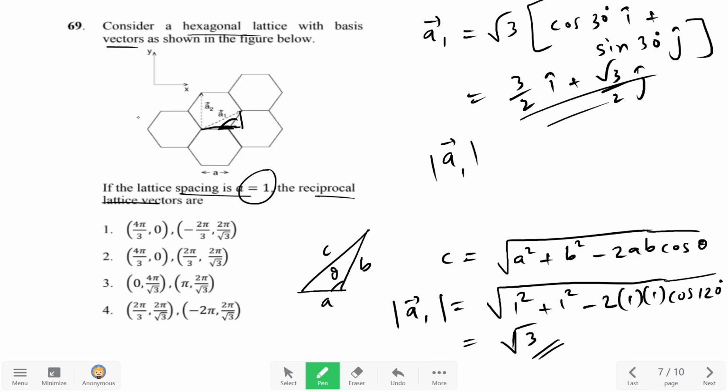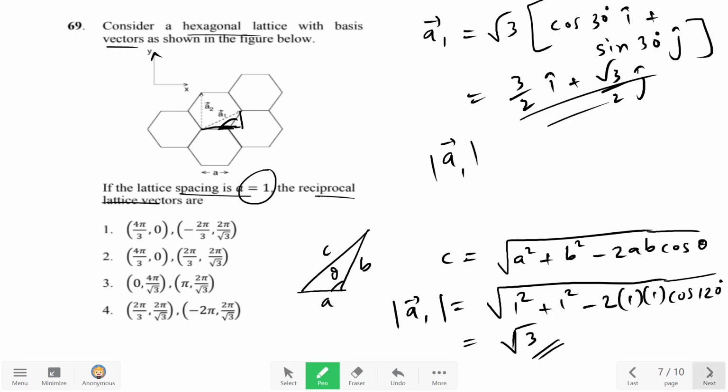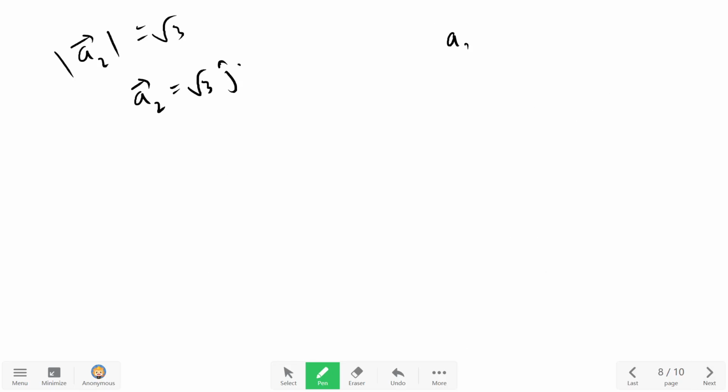Now the A2 vector also has the same magnitude root 3, and it is in the direction along y. Therefore, we can write A2 vector is equal to root 3 j cap. And to find the reciprocal lattice vectors, we need A3 also. So we take A3 equal to k cap. A3 is along the z direction.